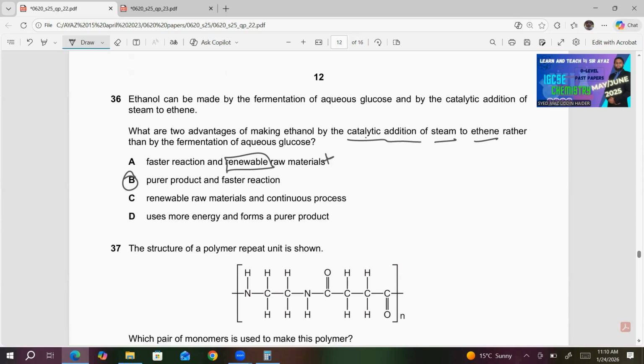So this is incorrect. What about C? Renewable, again they are saying renewable. It's also incorrect. Uses more energy. This can't be the advantage. More energy can't be the advantage. This is correct. So these two are also incorrect. So only B is the right answer here.